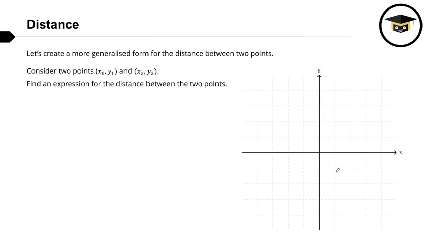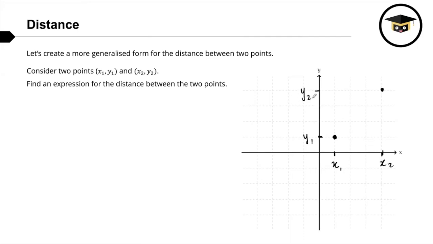So now let's create a more generalized formula for the distance between 2 points. So let's consider 2 points, x1, y1, and x2, y2. So what does that even mean, right? x1, y1 is just a random point. So I'm just going to make this point here x1, y1. So there we go. So that's a random point x1, y1. And let's say we have another point here. That's going to be x2, y2.